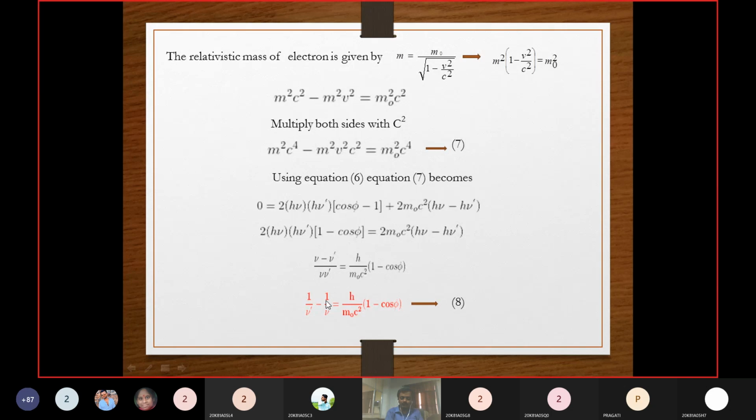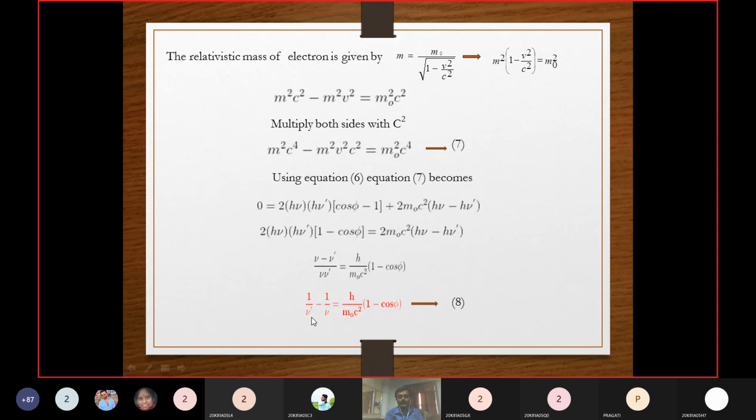Now if you simplify this, the numerator is divided individually. So nu gets cancelled, leaving 1 by nu dash. Nu dash gets cancelled, leaving 1 by nu. So 1 by nu dash minus 1 by nu is equal to h by m naught c square into 1 minus cos phi.